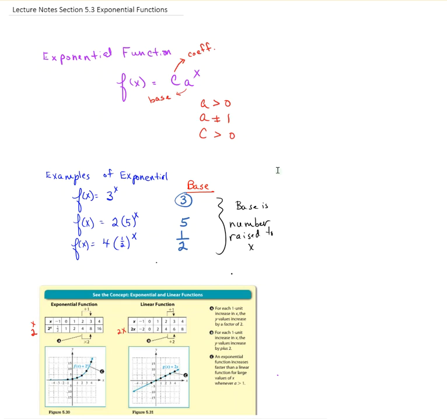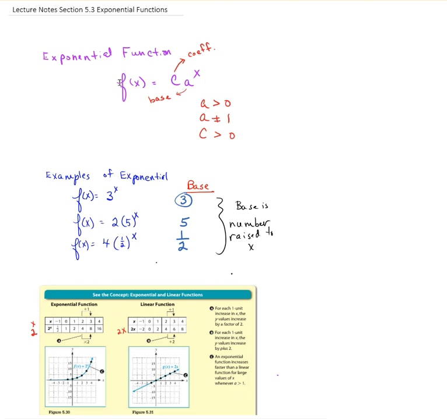This is section 5.3, and we're going to talk about exponential functions. So suddenly x is not being raised to a power or nothing's being done to it. It is the variable that is the exponent. So that's a little bit different than what we've had.